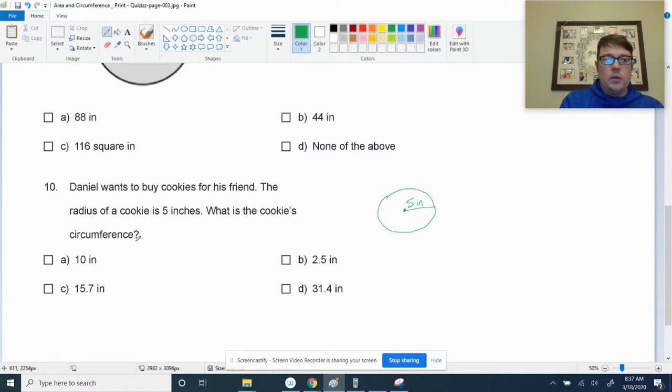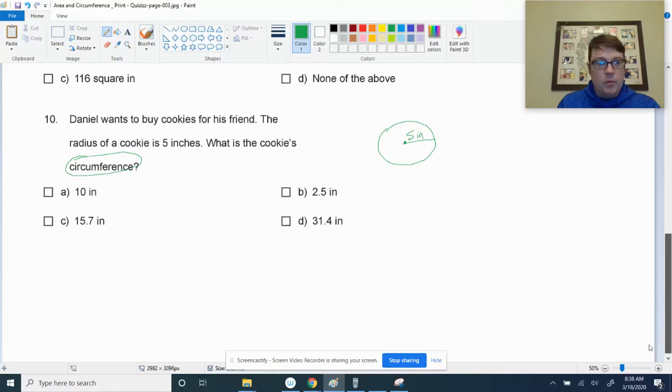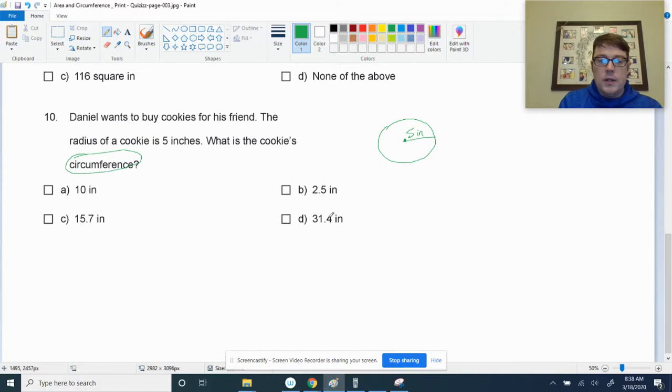So we know that the radius is 5, and they want us to find the circumference. So once again, we're going to the left on the table. So 5 is R, radius, double to get to diameter, and then times pi, which would be times 3.14. That's easy enough. Excuse me, 31.4. Inches is what I'm looking for. They might have us round. I can't remember. Nope, 31.4. D.